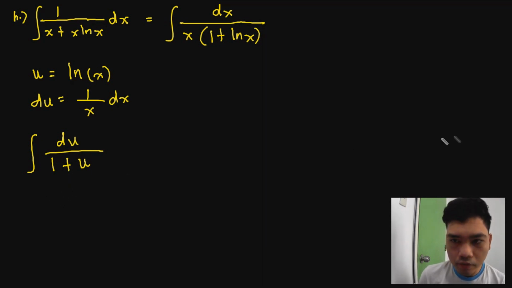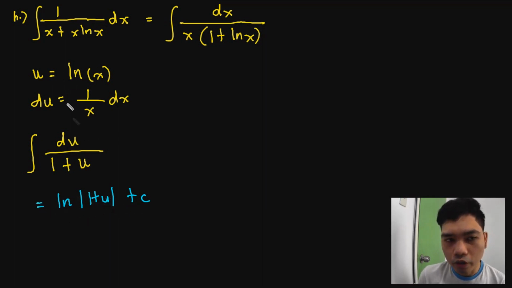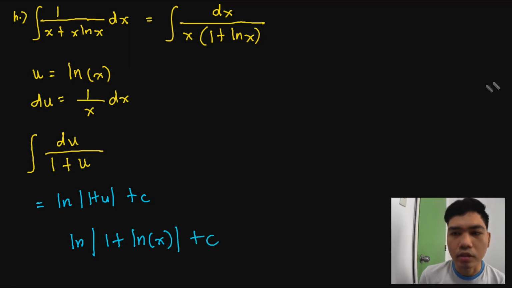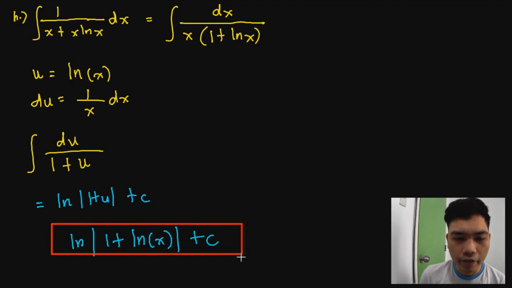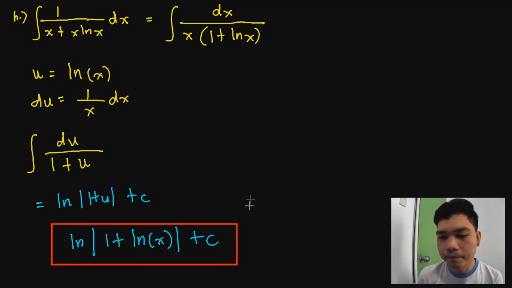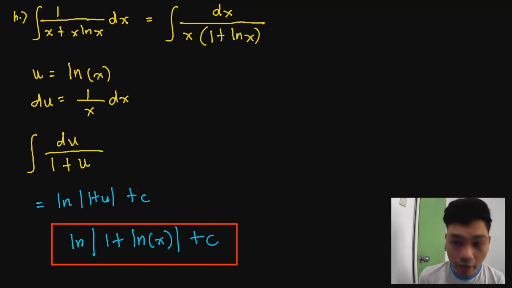So the antiderivative of this expression is the extended rule for our natural logarithm. So this becomes the natural logarithm of 1 plus u and then plus c. And if you want to substitute this u in terms of ln of x, then this becomes the natural logarithm of 1 plus the natural logarithm of x and then plus c. Okay, so this is your final answer for this problem. Then I think we're down to the last item, so let's have it here.